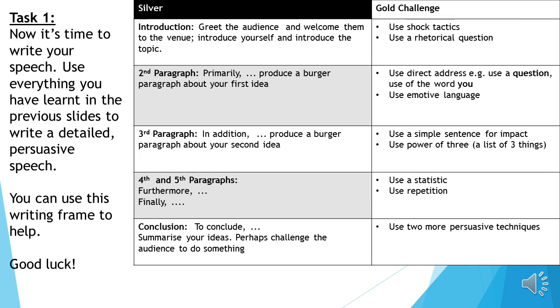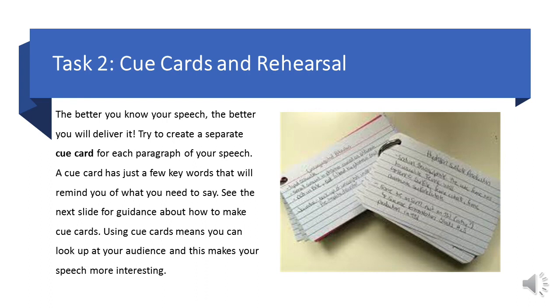But then, once you finish writing your speech, there's another task. Of course, you email your speech to your English teacher, but the next task you don't need to email to your English teacher. So the next task is to create cue cards. The more that you can look up at the camera, look up at your audience, the better your speech will be. So having a few keywords and ideas on a cue card is a really good way of making sure that you interact with the audience more. And here's how you go about creating a cue card.